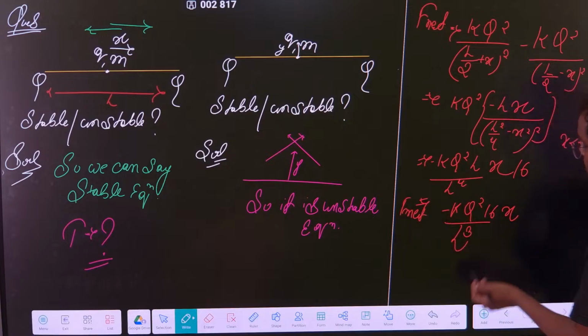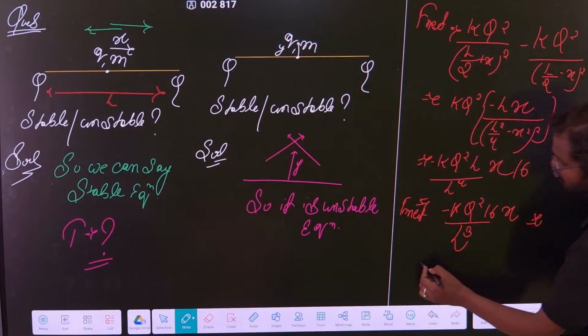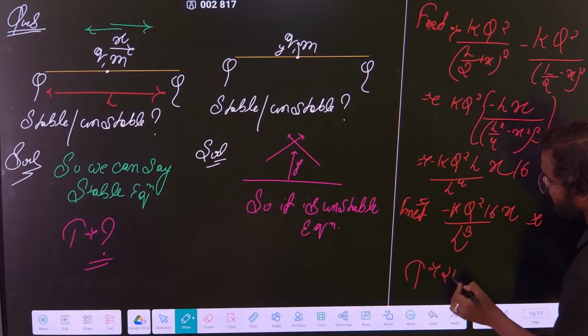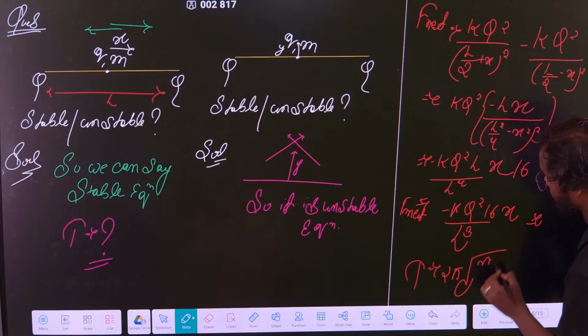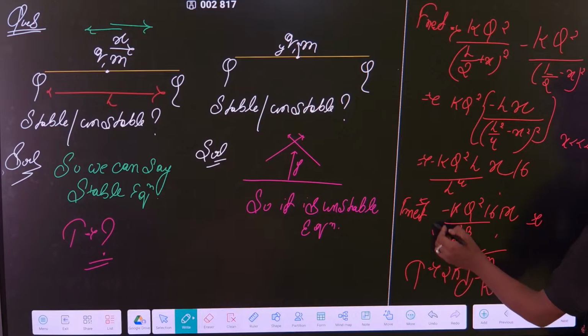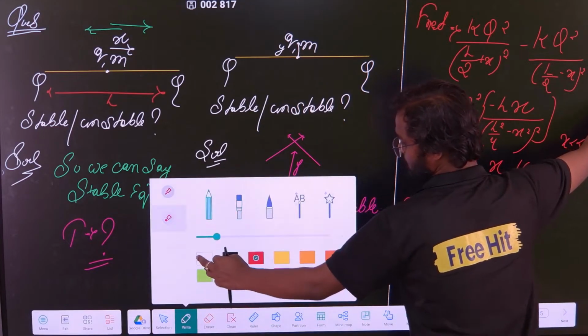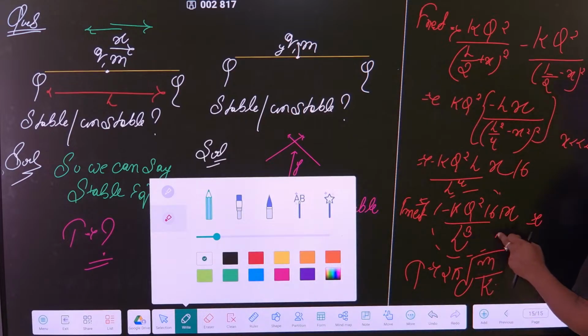So we got the kx form. So from here we know the time period. What is the formula for time period? That is 2 pi root over m by k. This k and this k are different, they both are not the same. So this is my k, correct? This is my k.